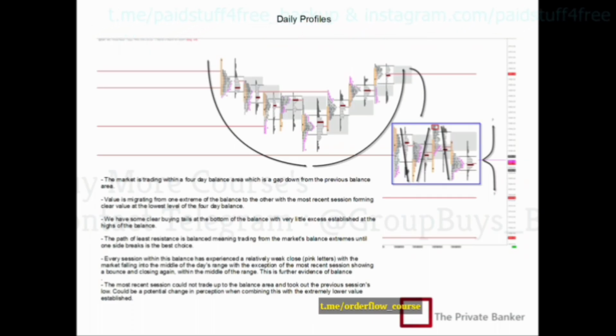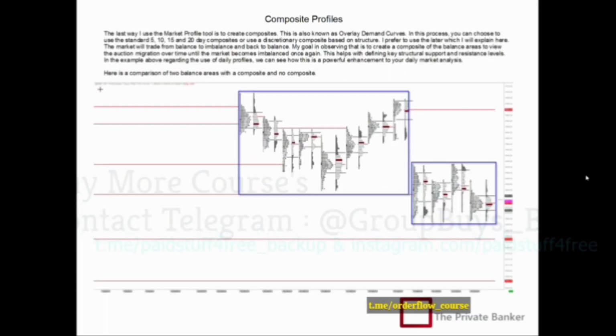By recognizing these balance areas, it really does help us with even our intraday trading, as to what our directional filter is when we see something like this. Okay, so now that we've talked about the static time filter ways of looking at these profiles and what details they're providing us, we can start to look at the composite or the overlay demand curve, as I mentioned earlier.